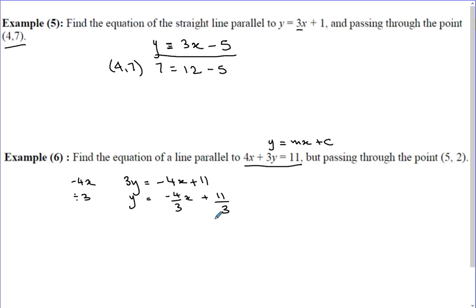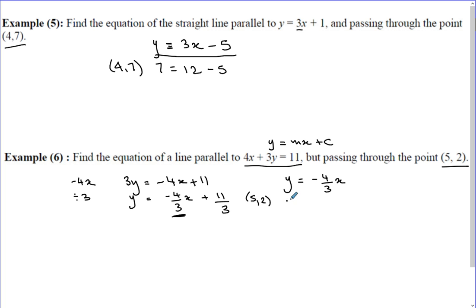We don't really need the c at the moment. All we need is that gradient. So you know the equation of this line that's parallel will also be y = -4/3 x. Okay? We've got our gradient. Now we can substitute that point (5, 2). And always put it on the side. It just gives you that direction rather than trying to look at it from here. So it's so easy to pick up the wrong coordinate.